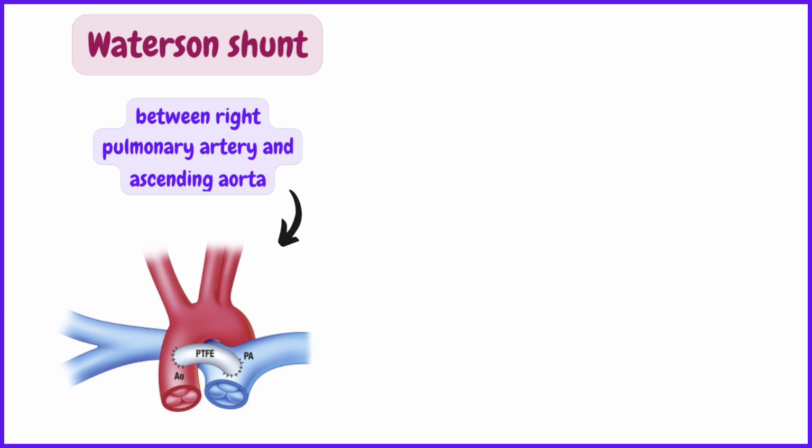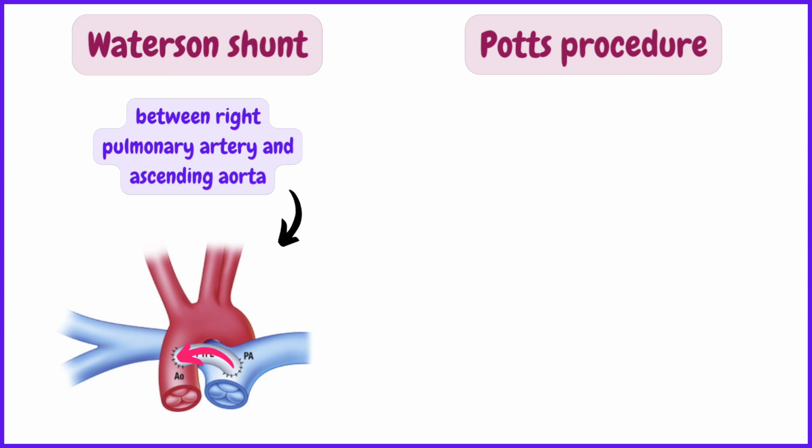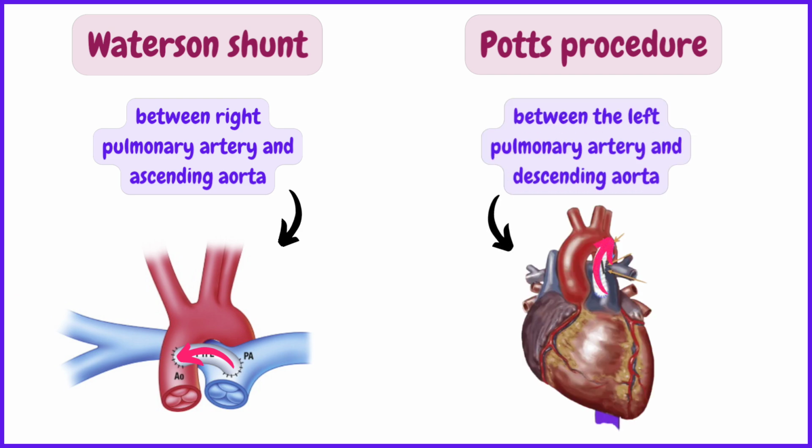Others are Waterston shunt, creating a communication between the right pulmonary artery and the ascending aorta. Potts procedure, creating a communication between the left pulmonary artery and the descending aorta.